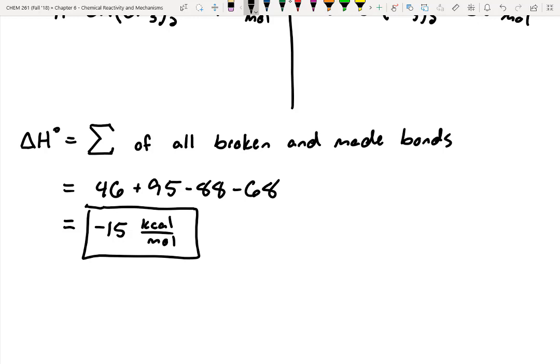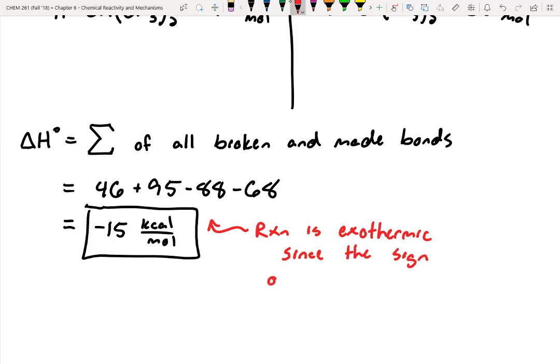So is this reaction endothermic or exothermic? Exothermic. The overall sign of the reaction is negative, which means it's releasing heat, right? So let's make a note of that. Reaction is exothermic, since the sign of delta H is negative. Does that make sense? All right.